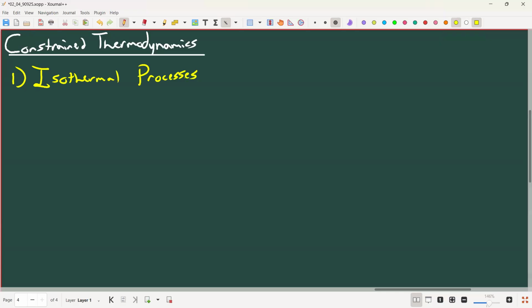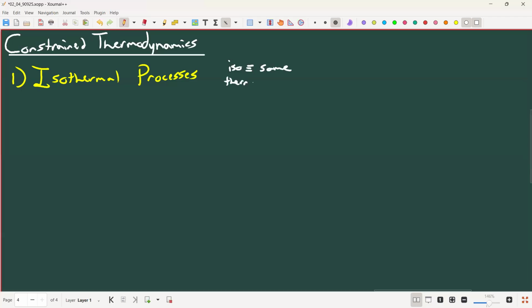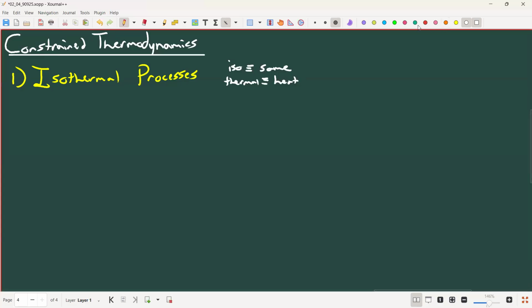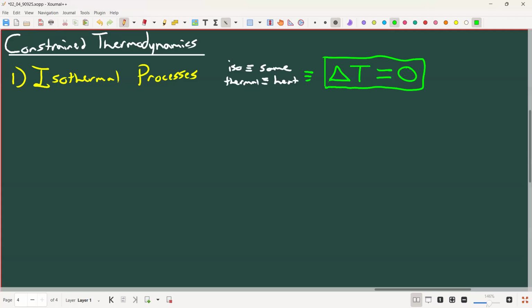What is isothermal? Well, iso in Greek means same. Thermal means heat. So these are processes with the same heat at all times. And the condition that we choose, therefore, is our most convenient one: delta T is equal to 0. So what we're going to start with is a box whose temperature is always fixed.